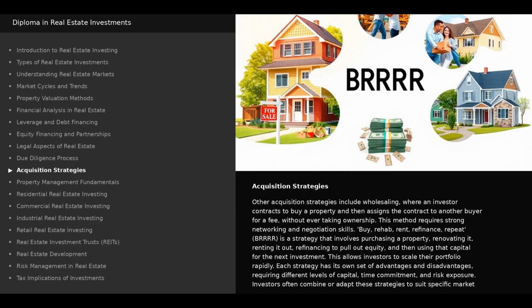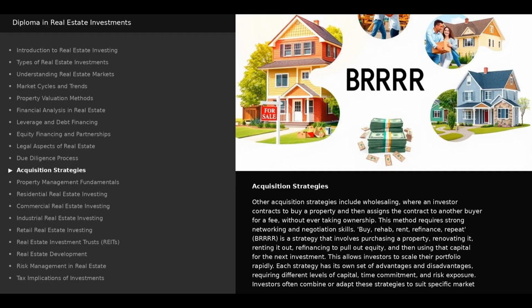Other acquisition strategies include wholesaling, where an investor contracts to buy a property and then assigns the contract to another buyer for a fee without ever taking ownership. This method requires strong networking and negotiation skills. Buy, rehab, rent, refinance, repeat is a strategy that involves purchasing a property, renovating it, renting it out, refinancing to pull out equity, and then using that capital for the next investment. This allows investors to scale their portfolio rapidly.